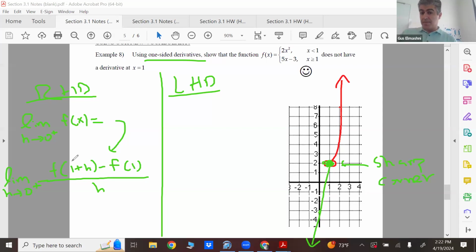Now, h is positive. Which one am I going to plug into? The first or second equation, guys? Because if h is positive, 1 plus h is more than 1, right? Well, the first one's x is less than 1. It's got to be the second. You guys see why it's the second one? Because h is approaching 0 from the right side. So h is slightly positive. And if you're doing 1 plus h, that's 1.00 something. You got to use that second equation. So it'll be 5 times 1 plus h minus 3. And then f of 1, of course, is 2.